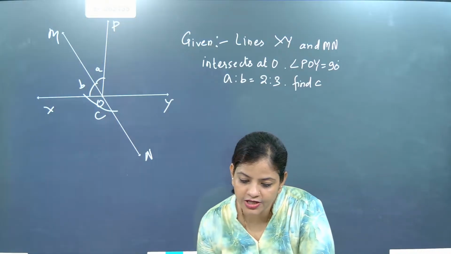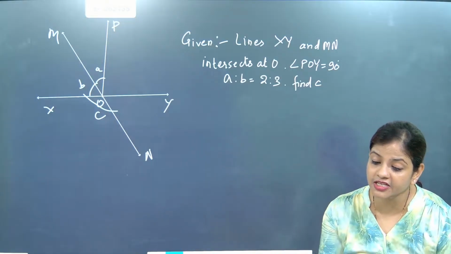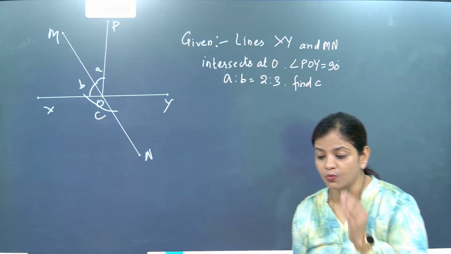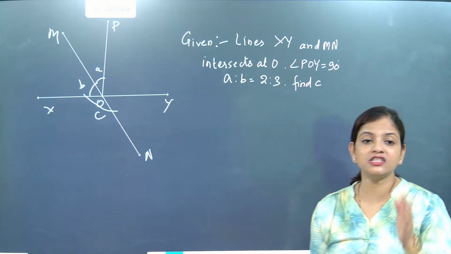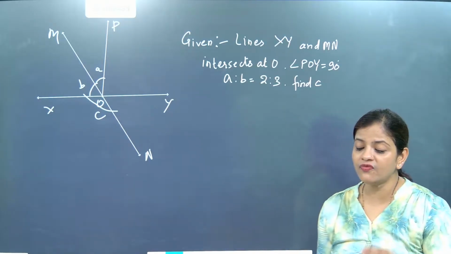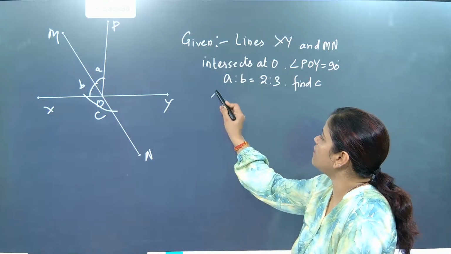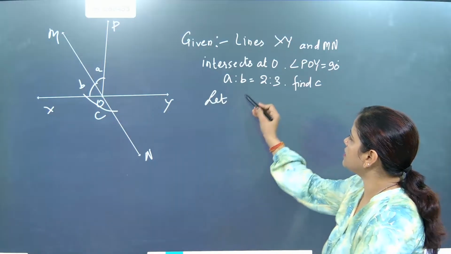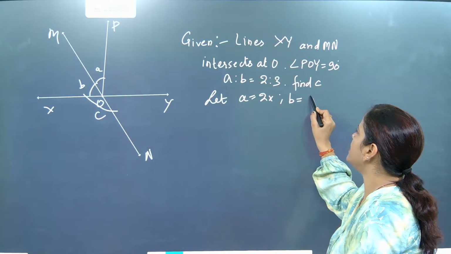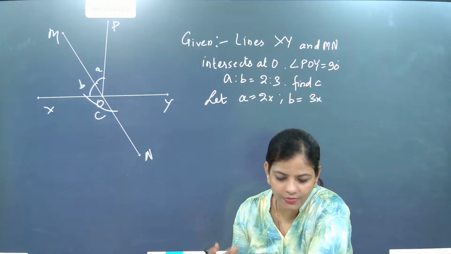So A is 2 and B is 3. No, A is 2x and B is 3x, beta. Always write it as 2x and 3x. That's the most important thing. Why? Because it is given in ratio. Ratio does not have a common factor, so we will be multiplying by that factor. Always remember this thing. Let A be equal to 2x and B be equal to 3x. What is x? x is the common factor.